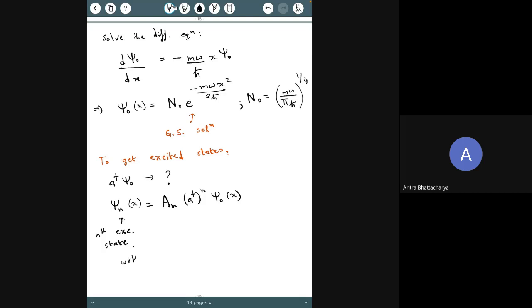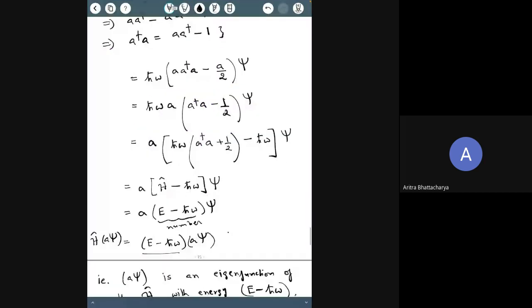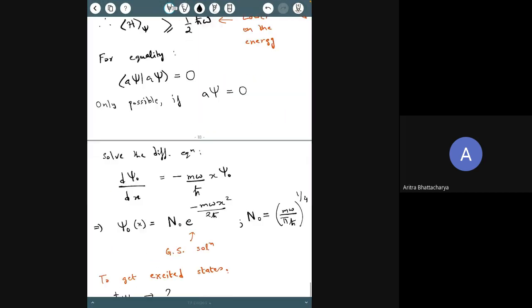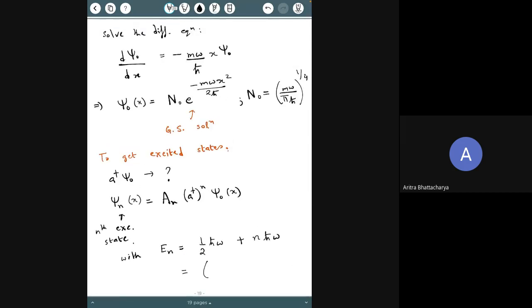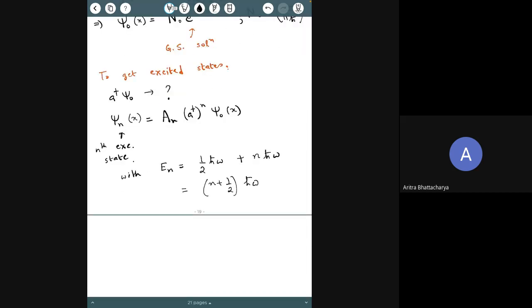And then with E n, every time it is h cross omega. So you start with half h cross omega, which is the lowest energy, and then you add n times h cross omega. So you end up with n plus half, times h cross omega. And this n then goes from 0, 1, 2, 3, up to whatever, up to infinity.